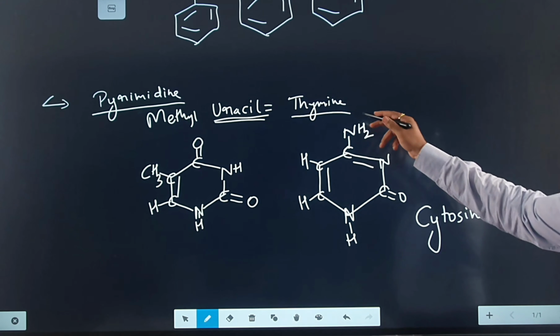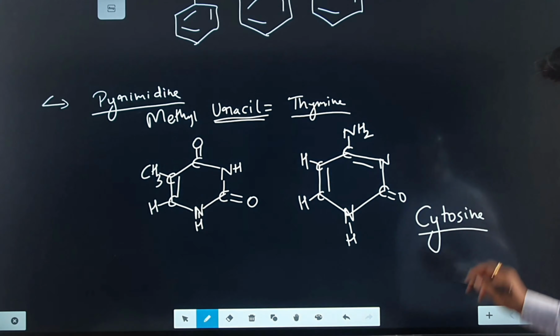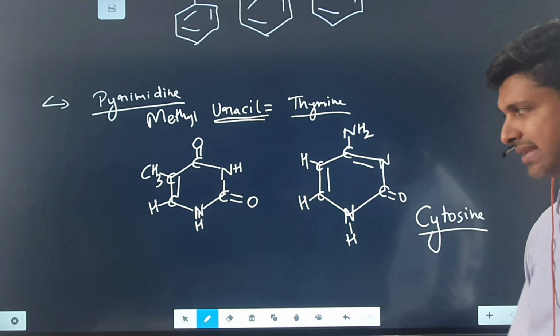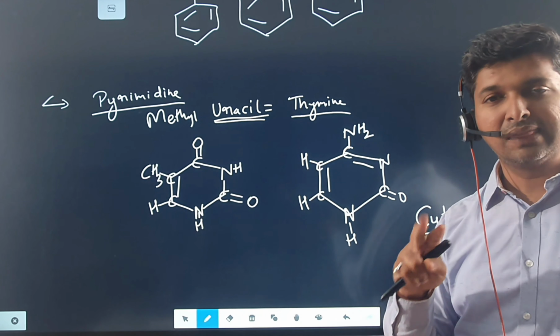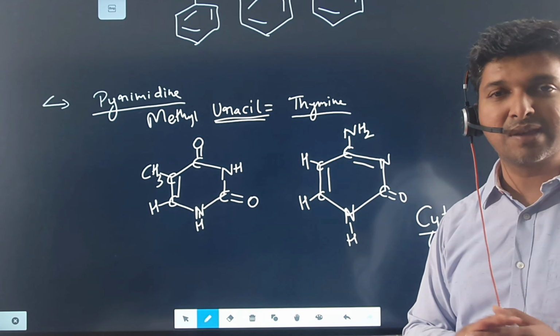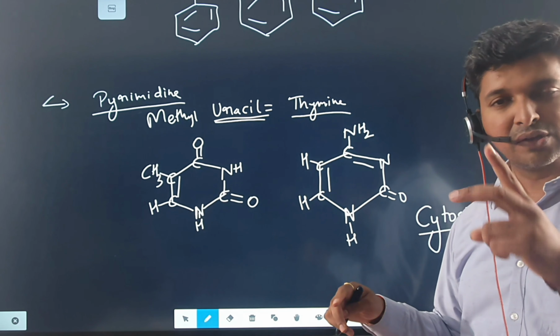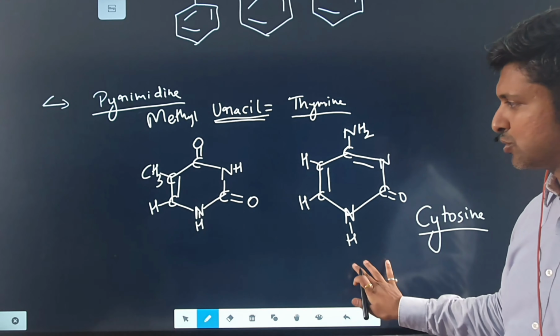So what did we do to convert uracil to cytosine? We replaced the C double bond O with NH2 and adjusted the valencies by removing the hydrogen from here, and we got what? Cytosine. Very simple. So we have remembered uracil, then thymine, and finally cytosine. These three nitrogenous bases were pyrimidine bases, and the first two, adenine and guanine, were purine bases. So we have covered all 5 nitrogenous bases.